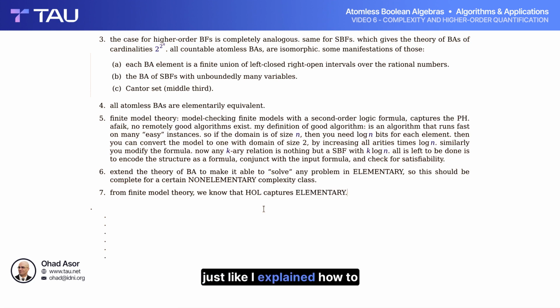Now, just like I explained how to model check second order formulas on finite models, if you have higher order formulas, well, instead of simple Boolean functions, you simply use higher order simple Boolean functions, and that's it. So we can see how any problem that is solved by any tower of exponentials can be reduced in polynomial time to a decision procedure in the theory of Boolean algebra extended with quantification over possibly higher order simple Boolean functions.